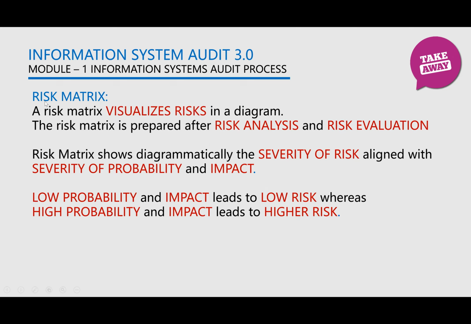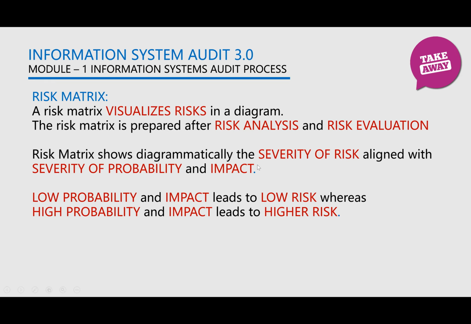Similarly, the last point is the risk matrix. It is a matrix itself, in the sense it has a grid. It's a type of grid where you find rows and columns, and where I'm going to use a visualization pattern for understanding and color schemes for understanding the level of risk. For high, I use red or orange color. For medium, I use orange, maybe a lighter shade of red, and then for the low one, I use green. So it shows diagrammatically the severity of the risk aligned with the severity of probability and impact.